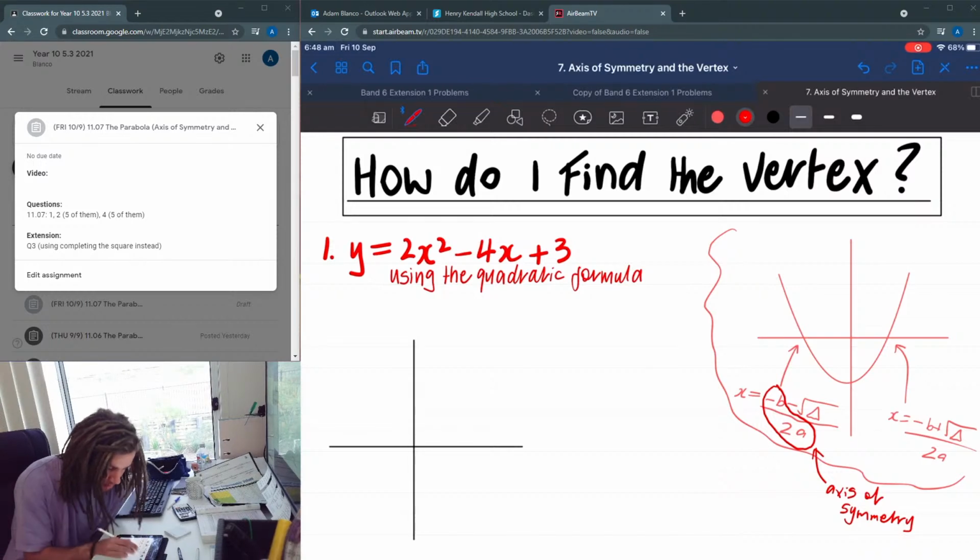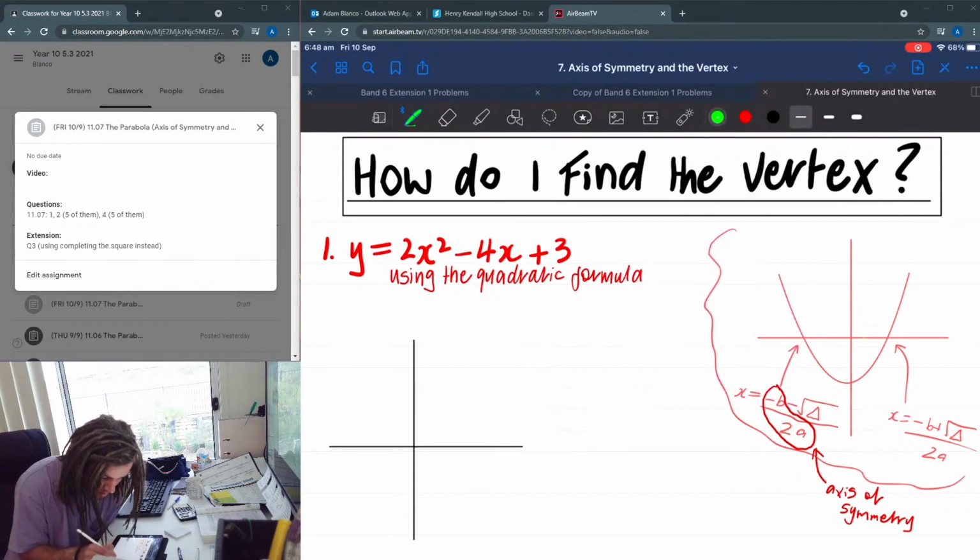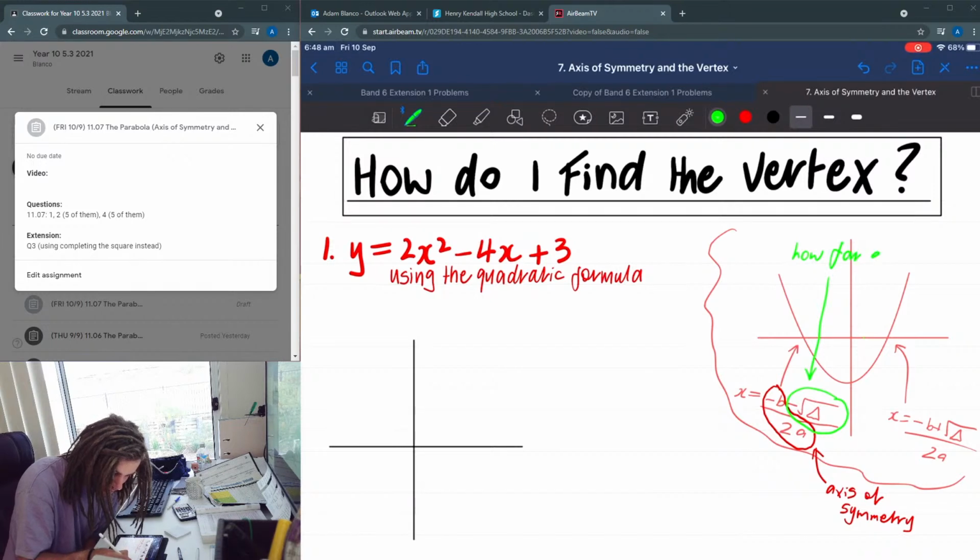And then this thing, let me do it in a different color, green. This thing tells you how far away the intercepts are.